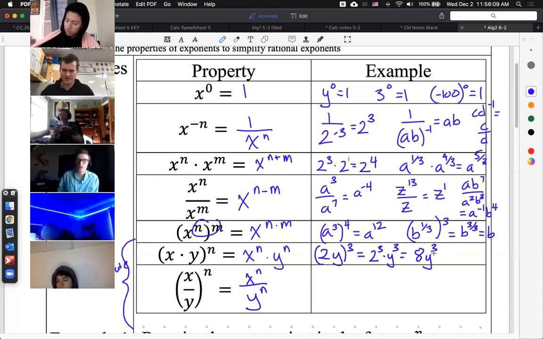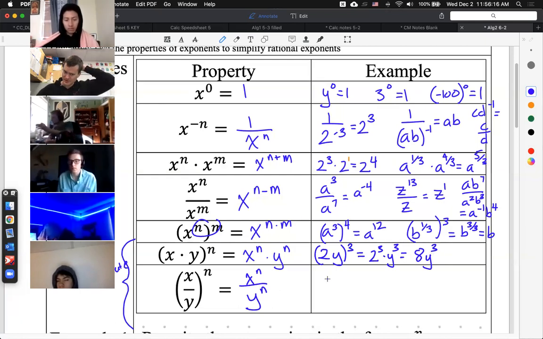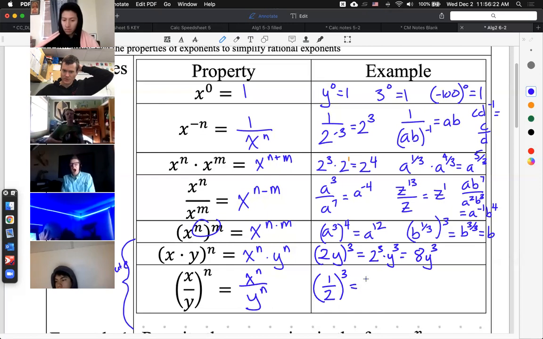I'm only going to do one because I don't think I can fit another one in. And let's try one that comes up pretty often, like 1/2 to the power of 3. That one's pretty common too. So what happens here? You have 1 to the power of 3 over 2 to the power of 3, which is really just 1, since 1 times 1 times 1 is 1. 2 to the power of 3 is 8. So 1/2 cubed is 1/8.